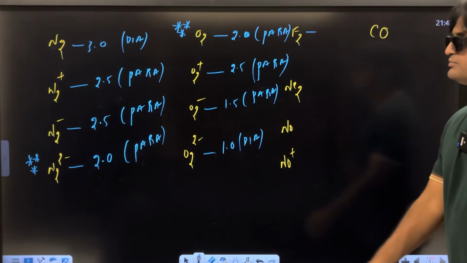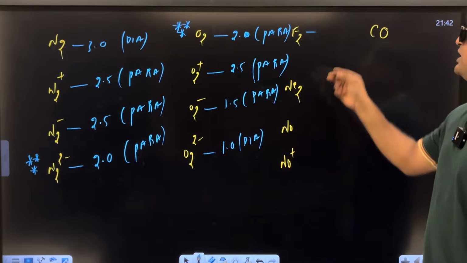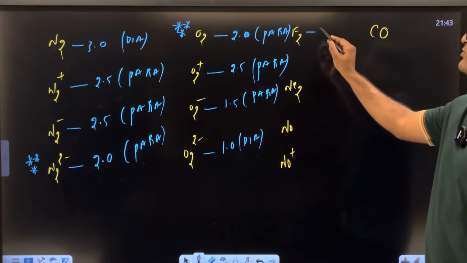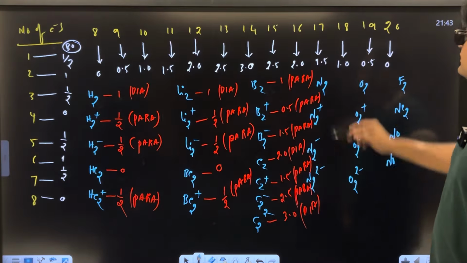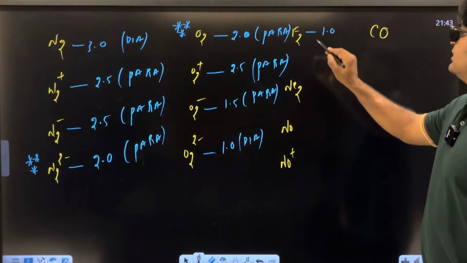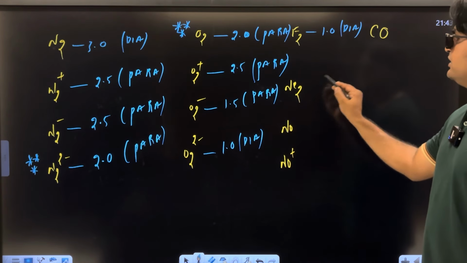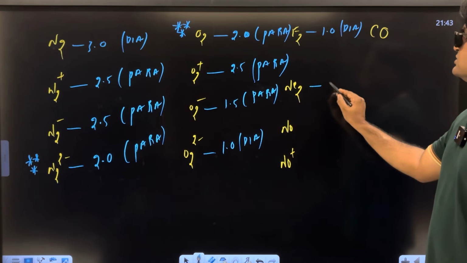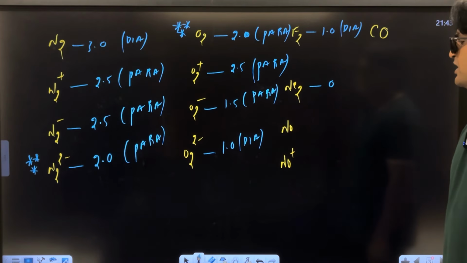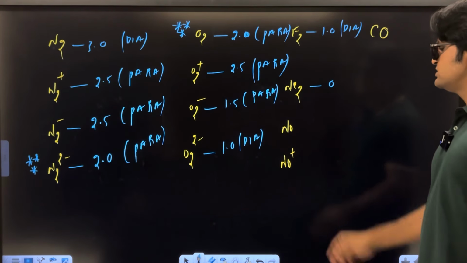And come to fluorine. Here fluorine, how many electrons? Fluorine is 9, 9 twos are 18 electrons. For 18 electrons, what is the bond order value? Again you check here, 18, 1.0. 1.0 is the bond order. And what is the magnetic behavior? Diamagnetic species. Ne2, 20 electrons, 0 bond order. Diamagnetic, there is no unpaired electron. Simply that is a diamagnetic species.